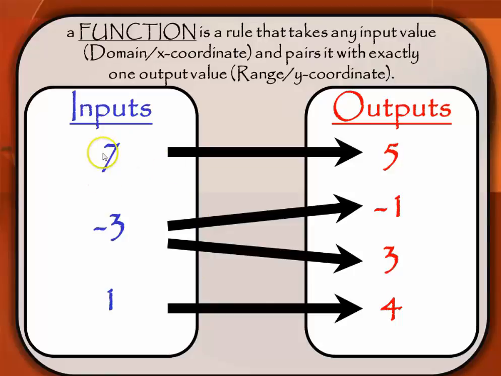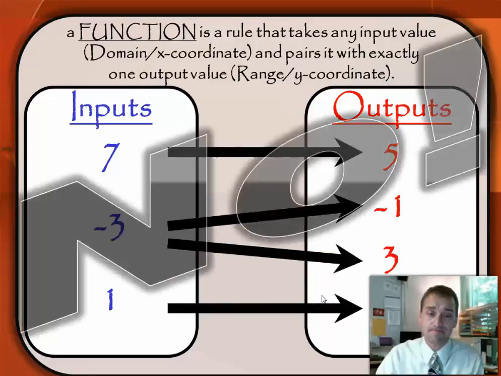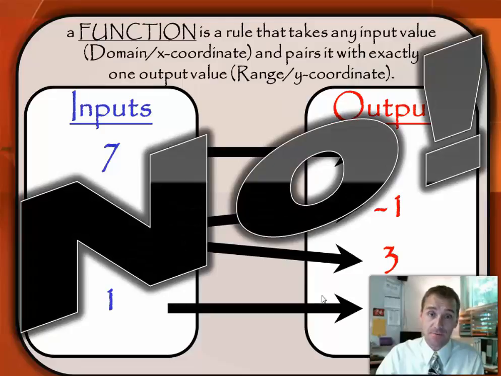But let's say 7, my input value, is being mapped to 5. -3 is going to -1. And also 3 as an input value is going to 3. And then 1 over here is going to 4. Well, is this, again, a function? The answer is no. It is not a function.